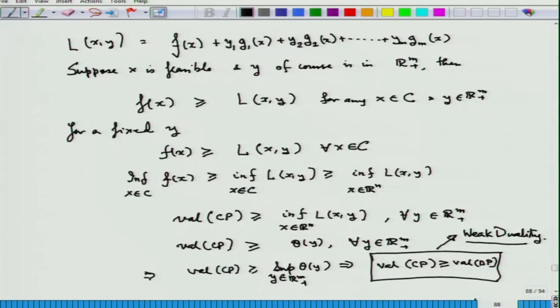Now, under what condition will equality hold? The answer is surprisingly beautiful. If Slater condition holds, then equality holds. If Slater condition fails, equality may fail. But then you ask a question, is there any subclass of convex optimization problems where strong duality will always hold? That class of optimization problems is called a linear programming problem. If my objective and constraints are linear, then strong duality will always hold.